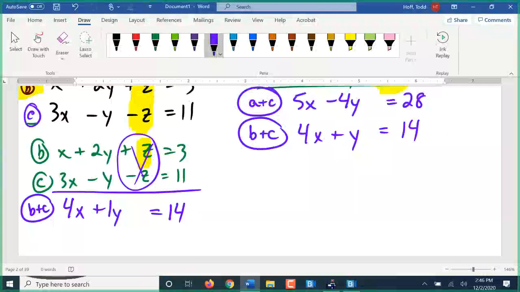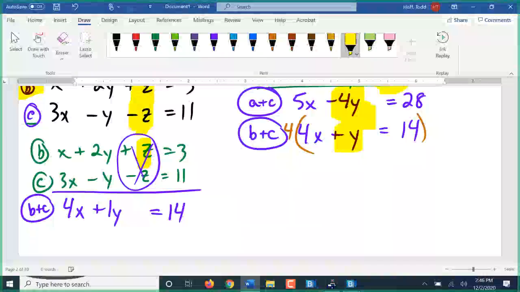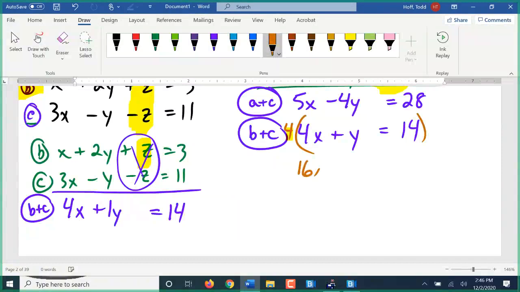Now over here, I'm going to take this bottom equation and multiply it by 4. Because if I do that, that'll make this a positive 4y. This is a negative 4y. They're going to cancel out when I add the equations. So 4 times 4x is 16x. 4 times y is 4y equals 4 times 14 is 56. That's my B plus C that's been multiplied by 4.